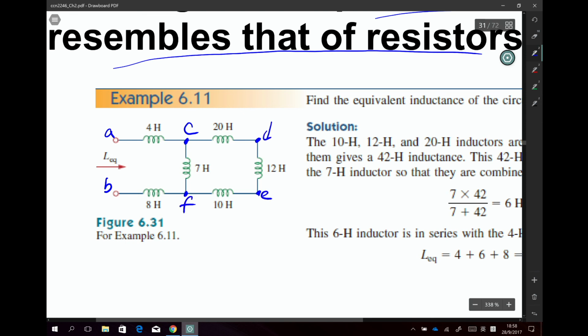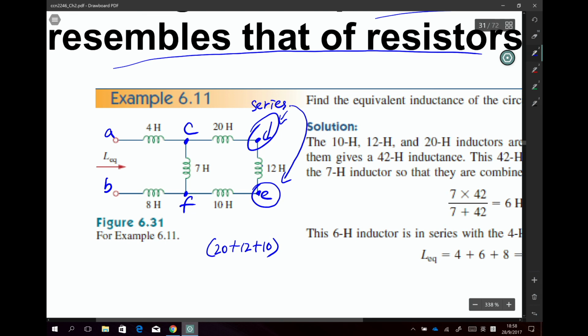Okay, and you can find that loop D, you have two components connecting. Therefore, it is series connection. Also for loop E, because you have two components connecting to loop E. So this bunch are 3 inductors connecting in series. You put down 20 plus 12 plus 10.